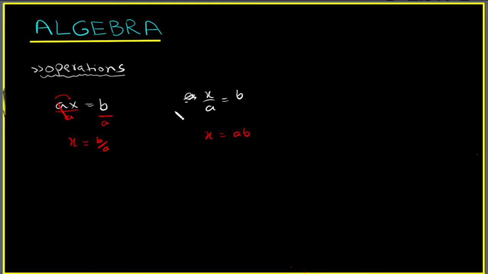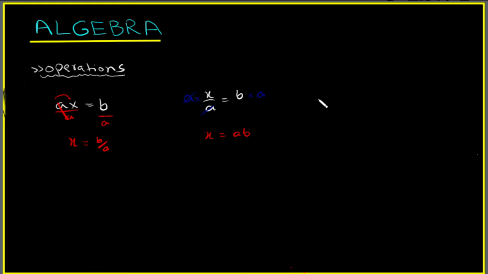Or you could just do it the other way. If a is being divided here and you want to get rid of it, then you must multiply by a on both sides. So a multiplied here, and a multiplied here as well. Then a is in the numerator, a is in the denominator, it gets cancelled out, and x is equal to ab, as we found out earlier. So that's the second operation.